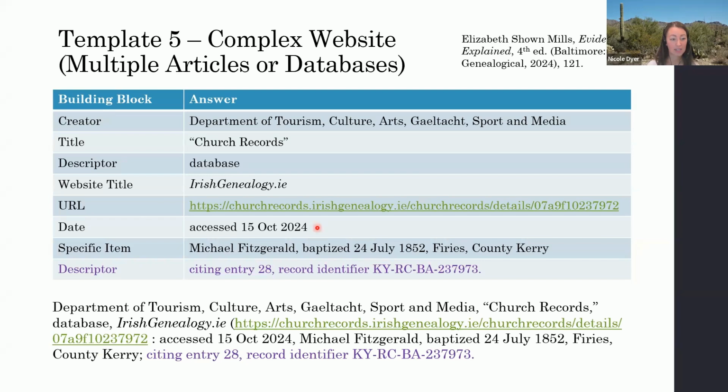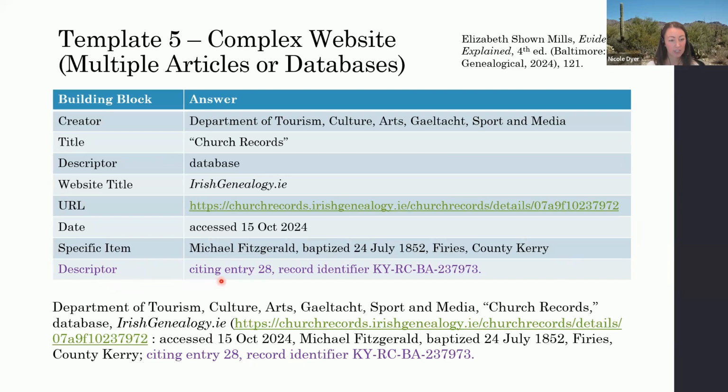Then the access date, and that's the date that we accessed the database. And then the specific item: Michael Fitzgerald, baptized July 24th, 1852, in Ferries, County Kerry. And then the descriptor. Now, this is another layer, and this layer is the citing or location layer. And that layer just shows what the website is citing as their source.